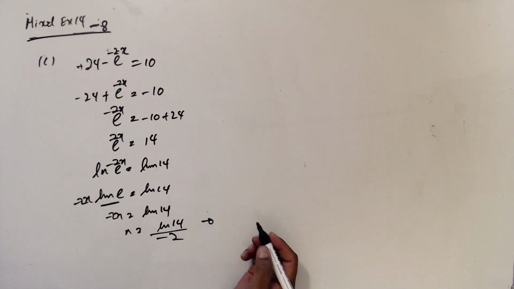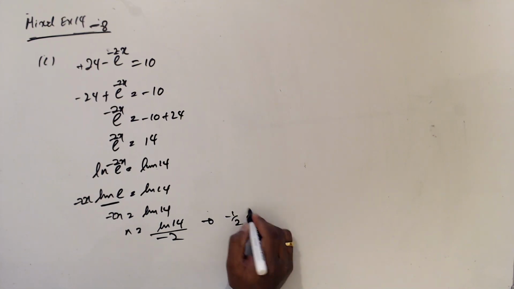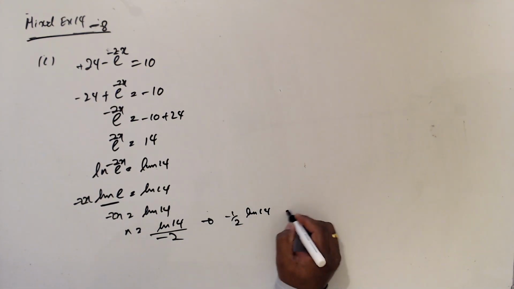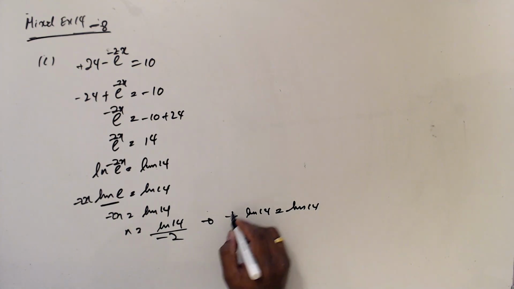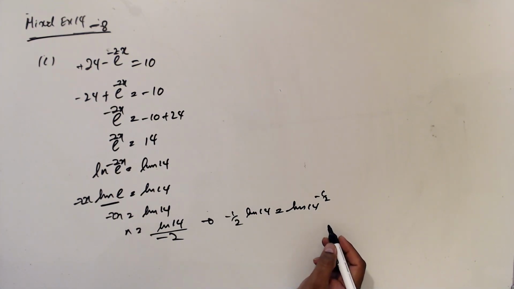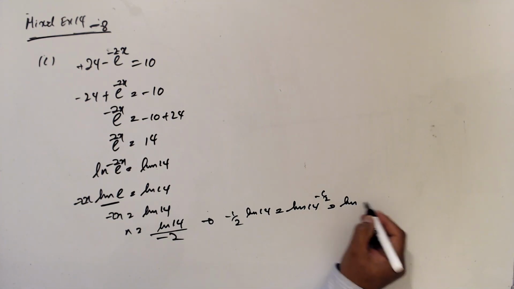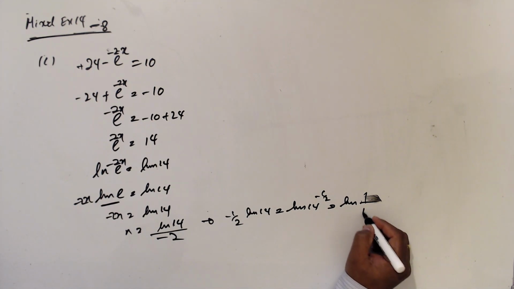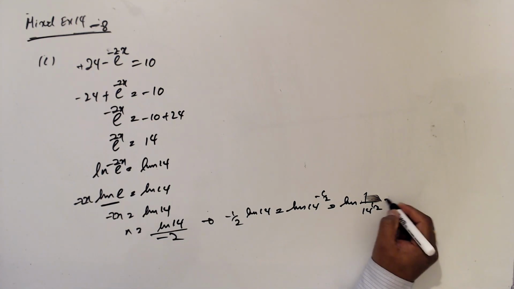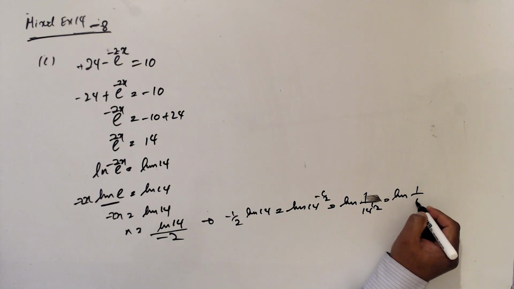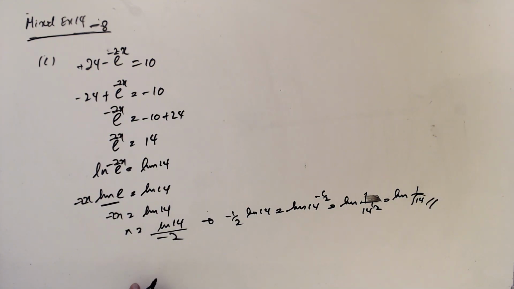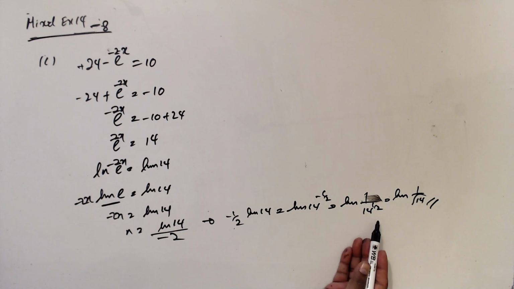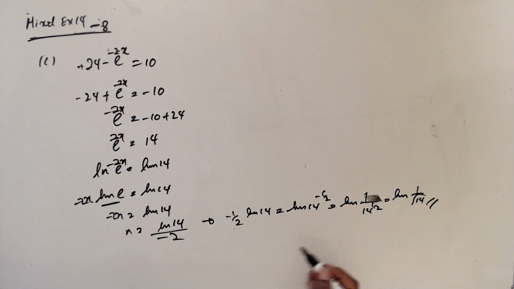Sometimes they may ask the answer like this. Minus half ln 14. Then I bring minus half to the inside. Then ln 14 I'll make positive. 14 to the power half means ln 1 over square root 14. Sometimes they may ask the answer like that. So minus half bring inside, make it positive, and that's all basically.